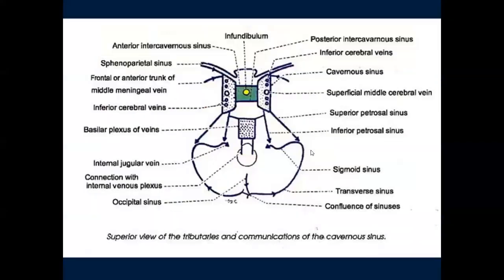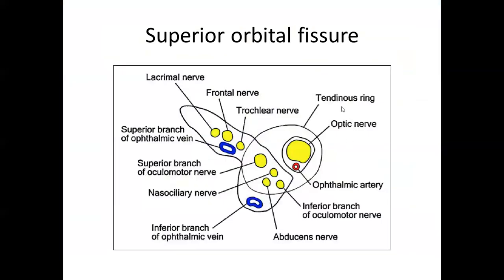Then next we'll see what is the superior orbital fissure. The superior orbital fissure is mainly divided into three parts by a ring that is formed by the muscles of the orbit. Superiorly it mainly contains three nerves and one vein: the trochlear nerve, and the lacrimal and frontal nerves. These are branches of the ophthalmic division of the trigeminal nerve.